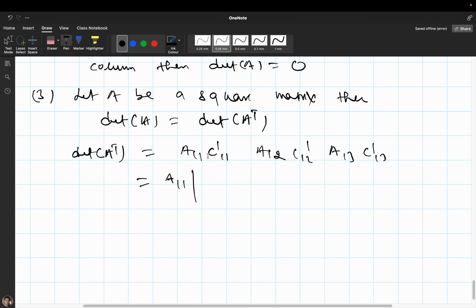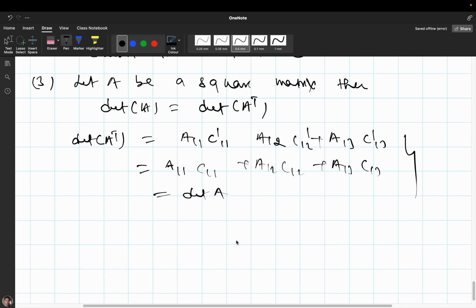So that will be nothing but C-11 will exactly become C11. And A12, that C-12, that will become C12 plus A13, and C-13 will become C13. That's why that is nothing but the determinant of A.